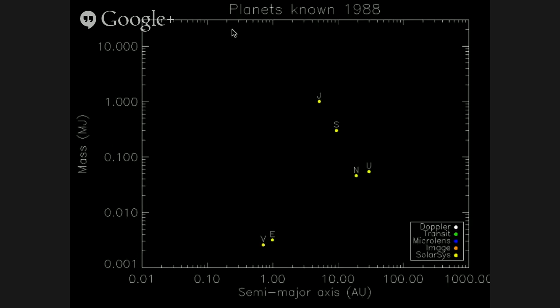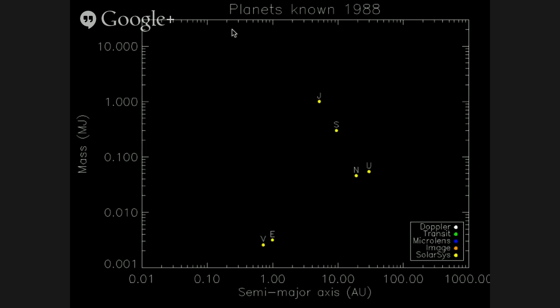Okay, so first I want to start with a little bit of a history lesson. So this was the state of what we knew about planets in 1988. So here on this axis, I'm plotting the mass in Jupiter masses as a function of the semi-major axis. So in 1988, obviously we knew of one solar system, and that was our own solar system. So here's where the solar system planets actually fall on this diagram. Some of the smaller ones actually fall at the bottom on this scale.